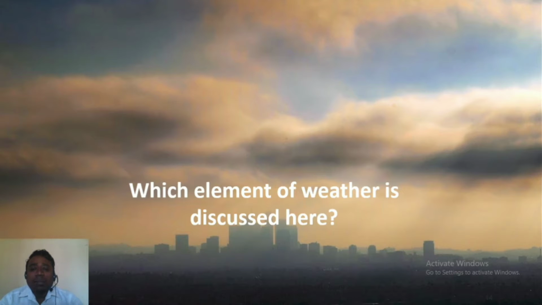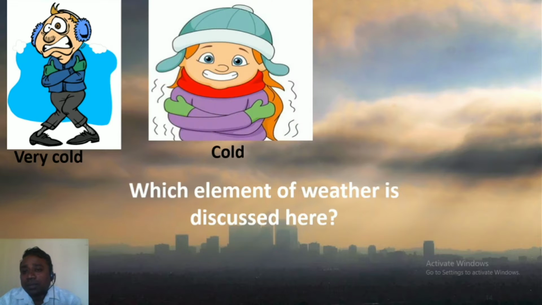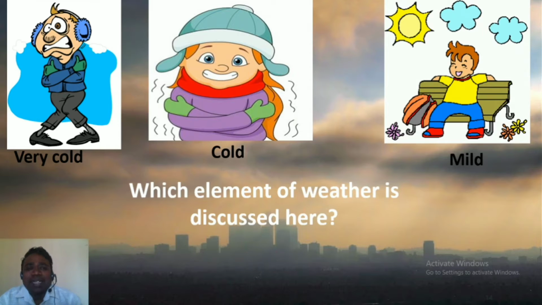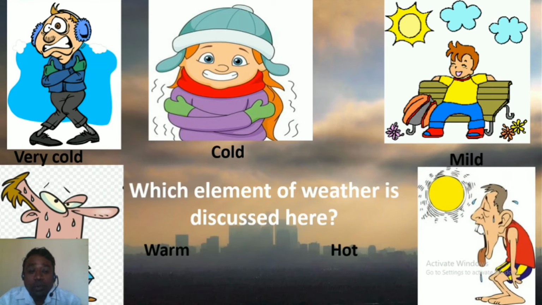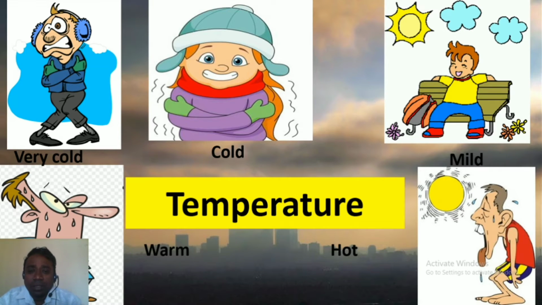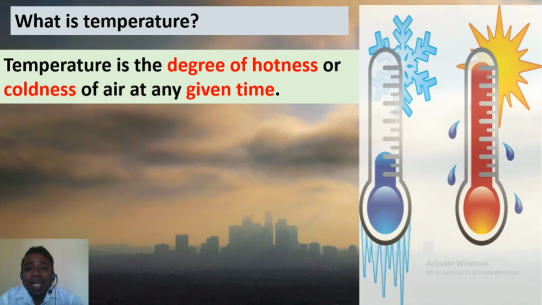So see, which element of weather is discussed here? It's very cold out there. Yes, cold is there. It is pleasant, it's mild, feeling very warm. It's very hot. So which element do you think is discussed here? Yes, correct. This is the temperature. Basically, temperature is the degree of hotness or coldness of air at any given time.